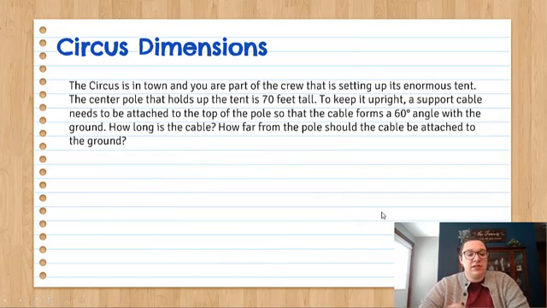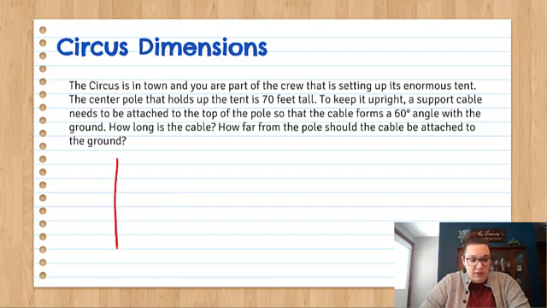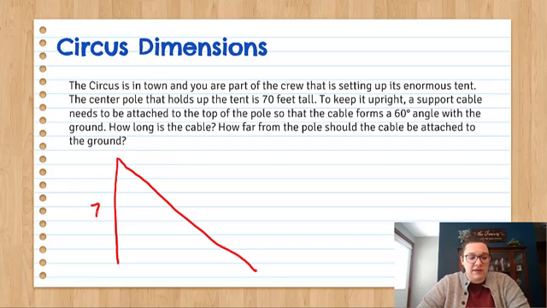Here's our last one, Circus Dimensions. The circus is in town, and you are part of the crew that is setting up an enormous tent. The center pole that holds up the tent is 70 feet tall. Okay, let me pause for a minute, and I want to start drawing my picture because this is a lot of sentences, so I don't want to get lost. So here's my center pole, and I'm just looking at part of the tent like it comes off over here too. But that pole is 70 feet tall, and I'm assuming it's at a right angle.